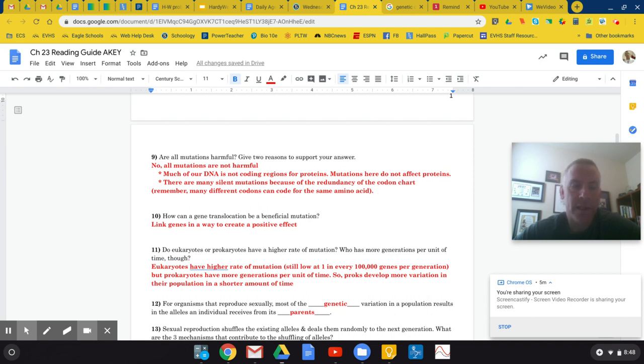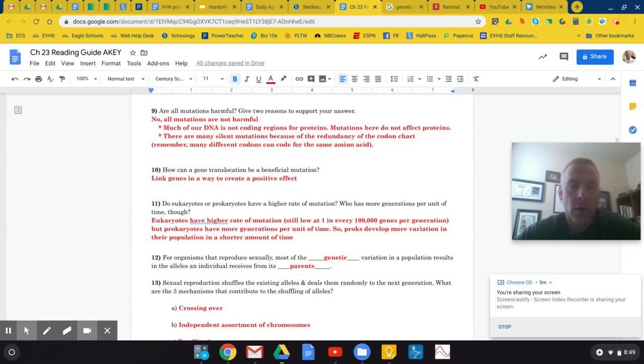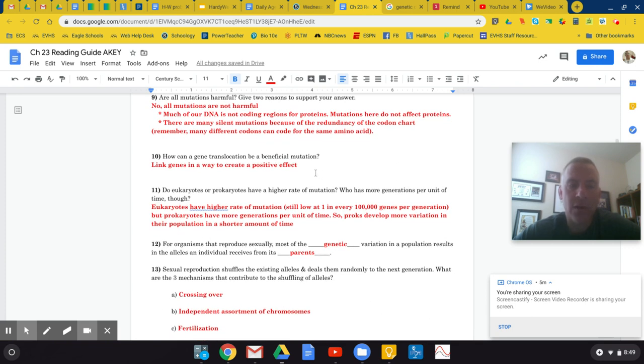The second bullet point says there's many silent mutations because of the redundancy of the codon chart. Remember, we learned in chapter 17 about protein synthesis that many different codons can code for the exact same amino acid. So if there's a mutation that causes the same amino acid to be produced in the ribosome, then there's no change.